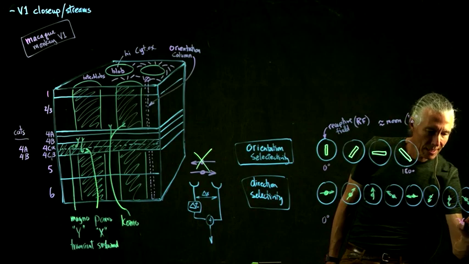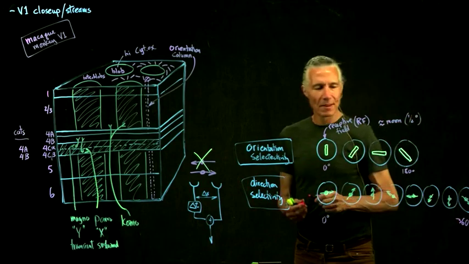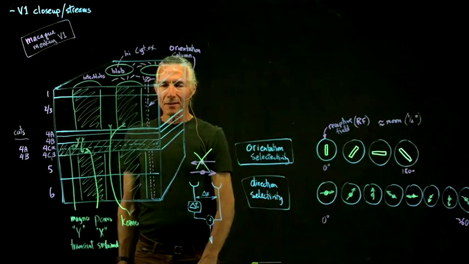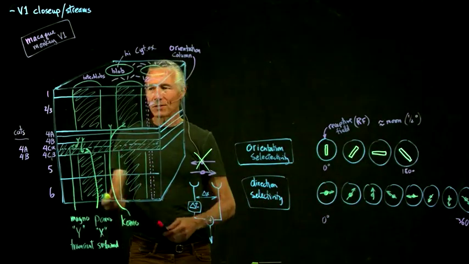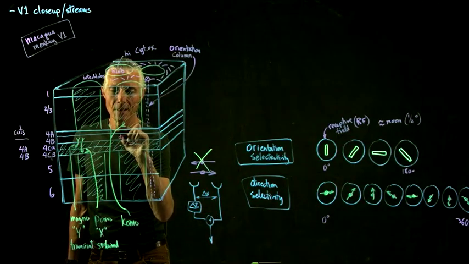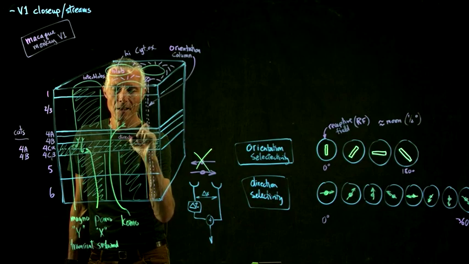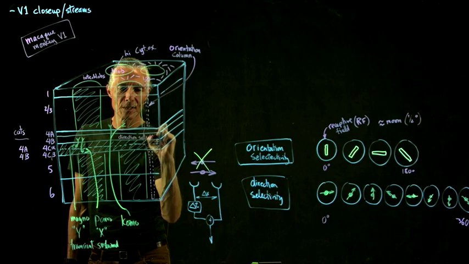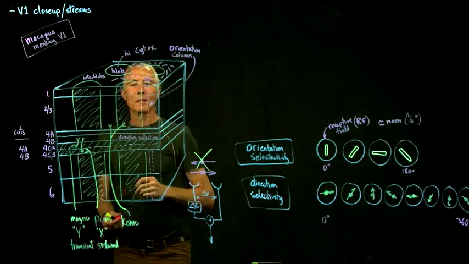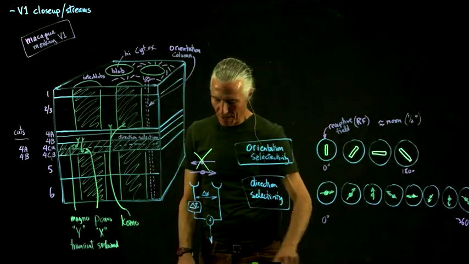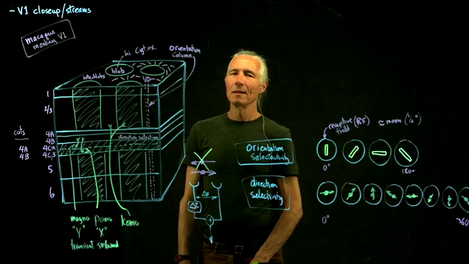So that's conceptually different than orientation selectivity. And it turns out the cells in layer 4B are direction selective. They don't need an edge. Even a little moving spot is fine for them. So there's a whole layer that's sort of specialized for this direction selectivity.